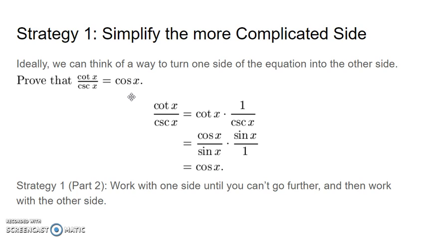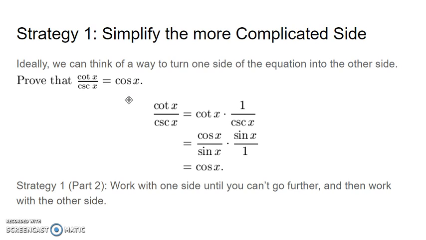And so the first strategy I'll tell you about is just pick the side that looks more complicated, that has more going on, and that will give us more modes of ingress, more inlets, more avenues of progress to turn into the simpler looking side. So for this example, I've got cotangent over cosecant as my left-hand side, and I'm claiming that's identically equal to just cosine.